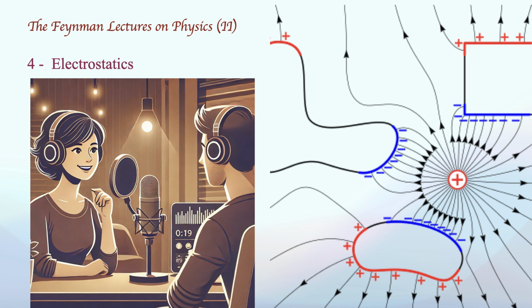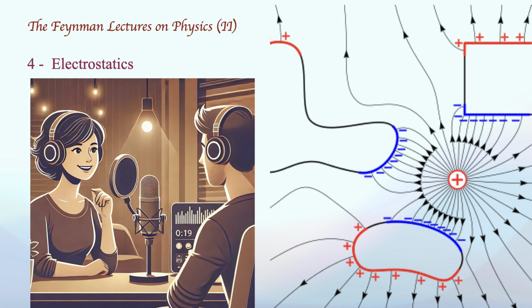Precisely. And we use the concept of flux to capture this spreading out idea more rigorously. Flux is the integral of the component of the electric field that passes perpendicularly through a surface. Like how much field pierces the surface. That's a good way to think about it. The normal component integrated over the area.